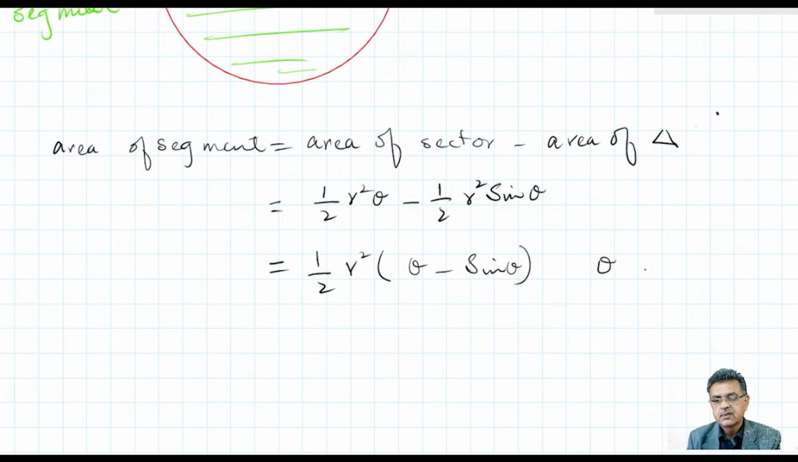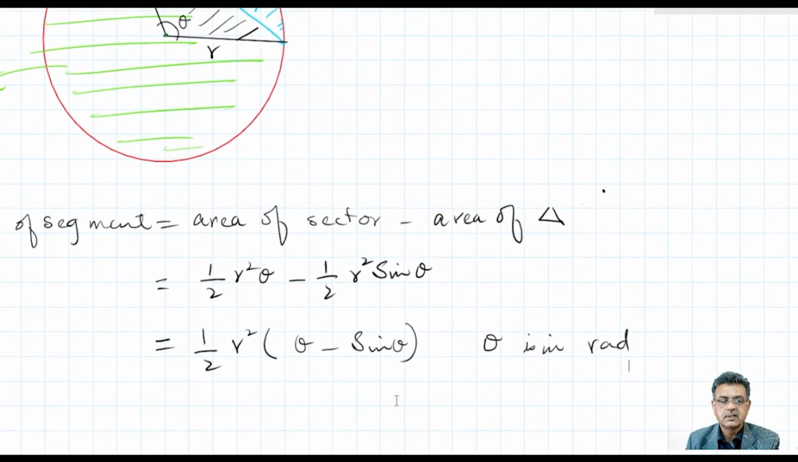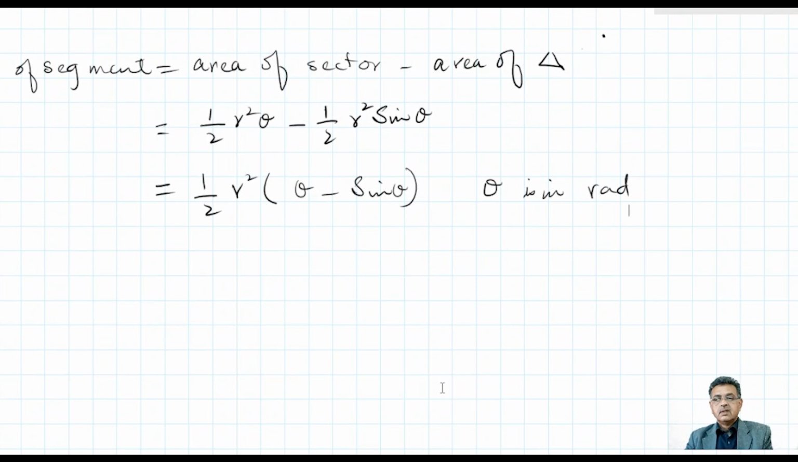Everywhere in all these formulas, theta is in radians. Theta is in radians in every formula now. So if theta is in degrees, first of all you have to convert it to radians. How will you convert it to radians? By applying that ratio pi is to 180 and radian is to degrees. So that way you can find the angles.